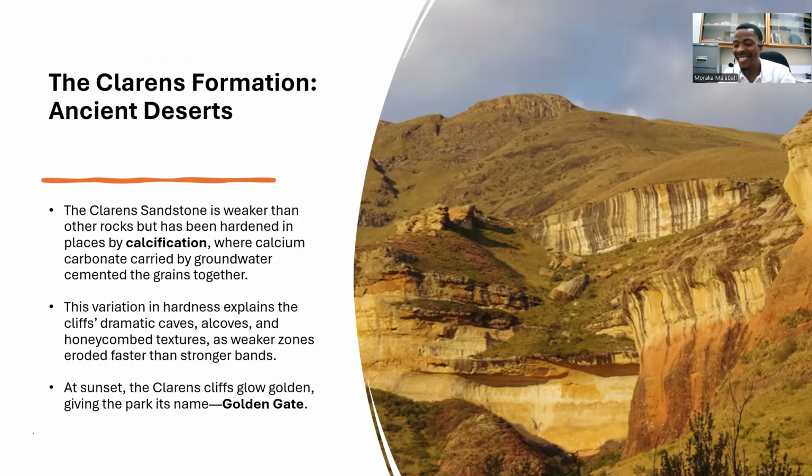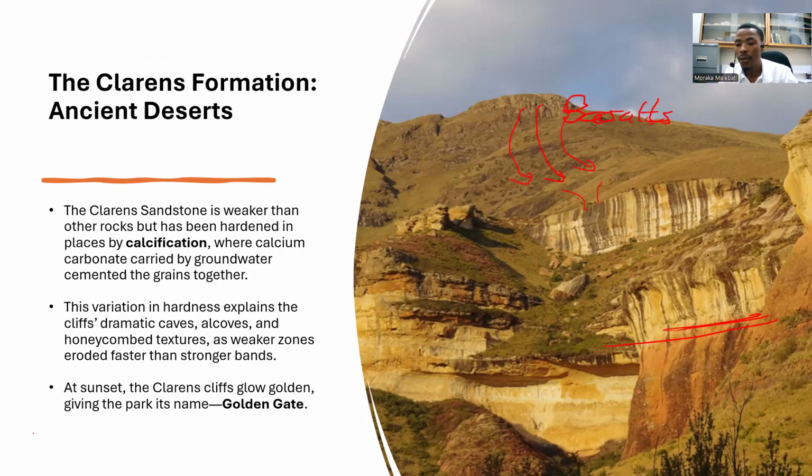Like I said, during sunset we have these sandstones which are glowing golden, giving the name Golden Gate. And what did I say about these stains? These are the stains of manganese dioxide, because of the leaching out of manganese dioxide from the basalts. All right, we are having that.